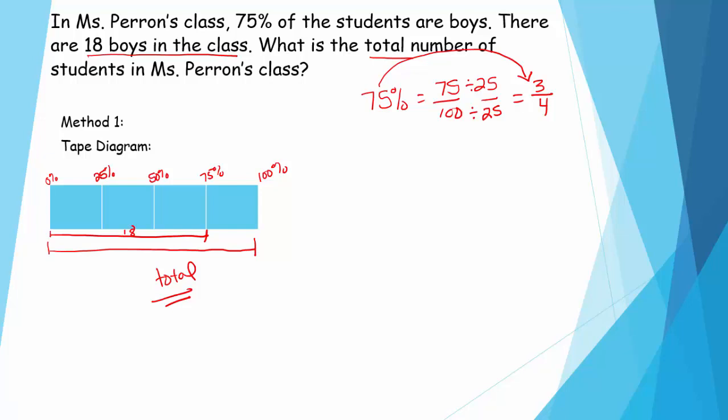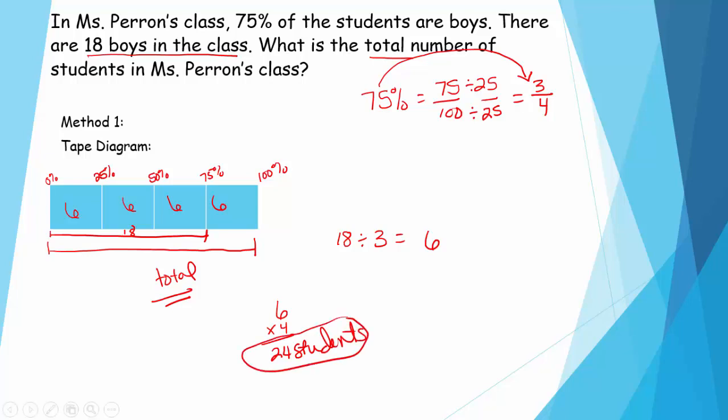So if 3/4 is 18, what would go in each box? What would I divide the 18 by to go in each box? Oh, I divide 18 by 3 because 3 out of the 4 parts represent those 18 boys. 18 divided by 3 is 6. That means we put 6 in each box. What's the total? 6 times 4, or 24 students are in the class.